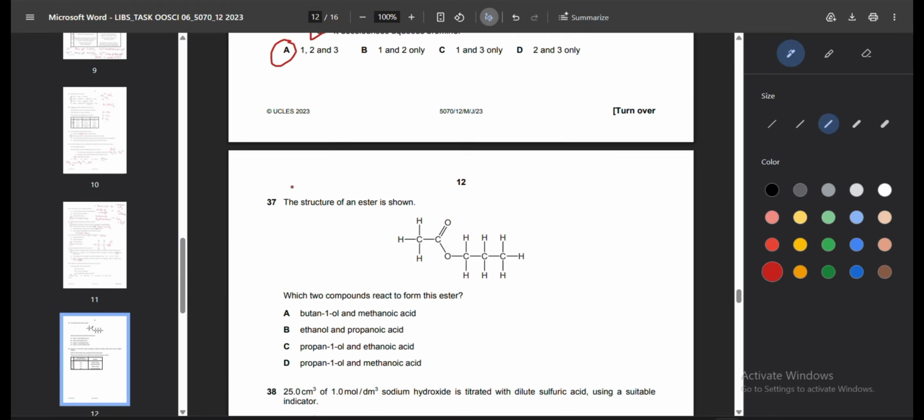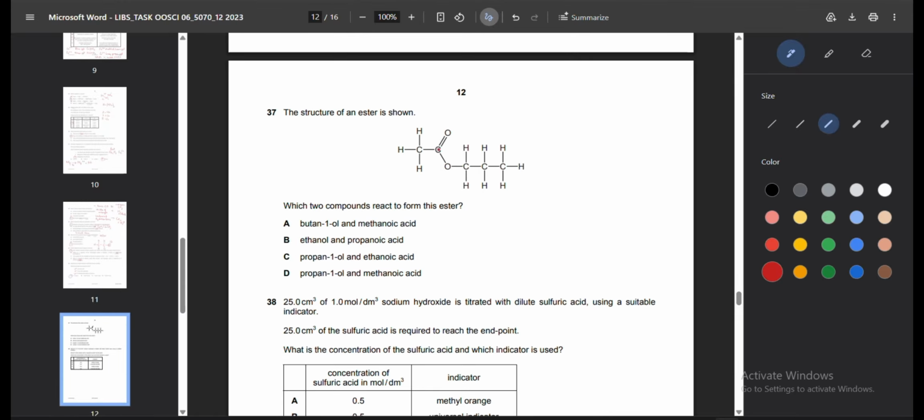Next is question number 37. Again, there is a COO group between 2 alkyl groups, so it is an ester. The structure of the ester is shown below. Which 2 compounds react to form this ester? Okay. So again, I told you, just divide it into 2 parts. After oxygen, this part comes from alcohol and this part comes from the carboxylic acid. So you just have to write which alcohol it is. It is a 3-carbon alcohol. It is propan-1-ol.